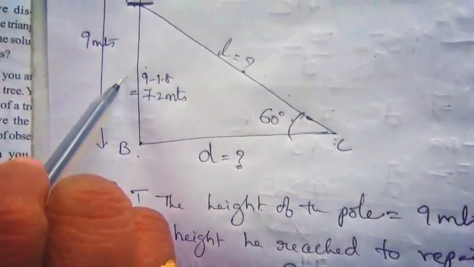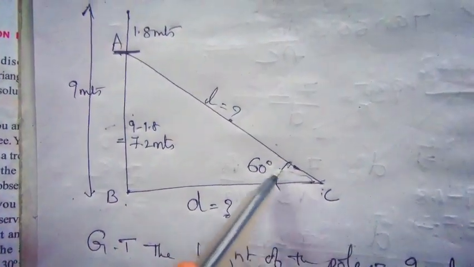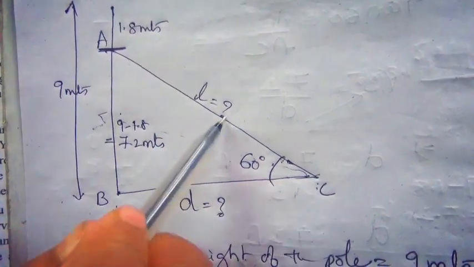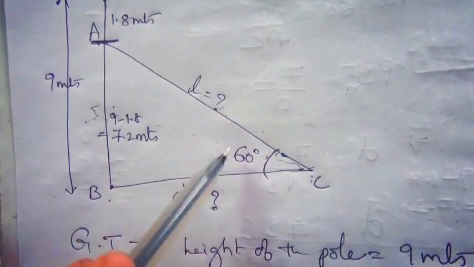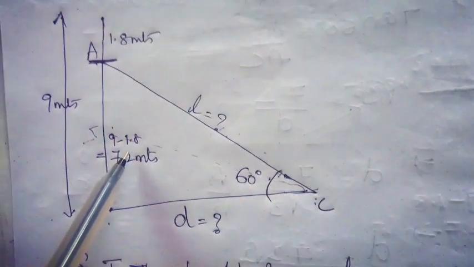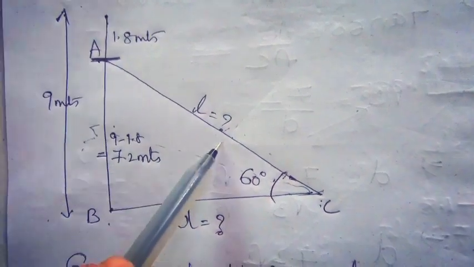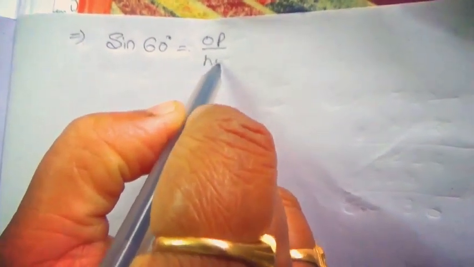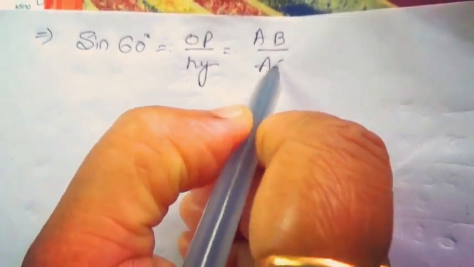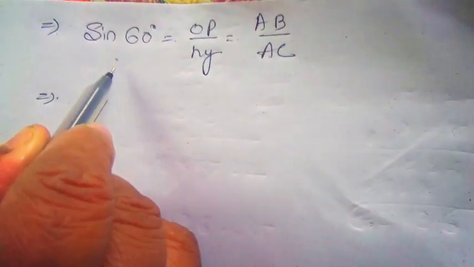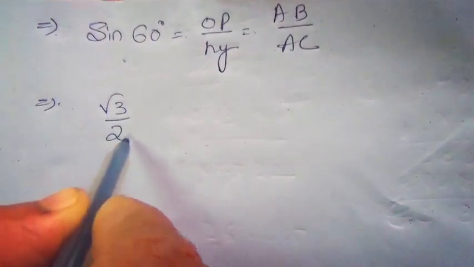Here we have to find out, we know the side opposite to the 60 degrees. We don't know the hypotenuse. To find this, we have to take the trigonometric ratio between the opposite side and the hypotenuse, so that is sine. Sine 60 degrees is equal to opposite by hypotenuse, that implies AB by AC. Sine 60 degrees value is root 3 by 2.